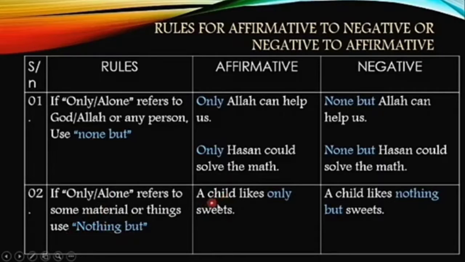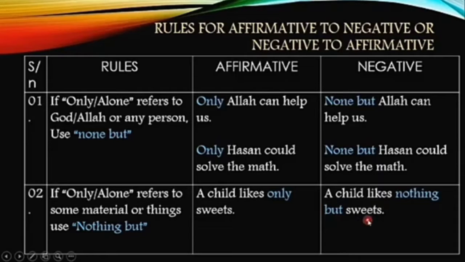For example, a child likes only sweets. What? A child likes sweets and only sweets. So then, instead of only, we have to use nothing but. The negative form of the sentence is: a child likes nothing but sweets.